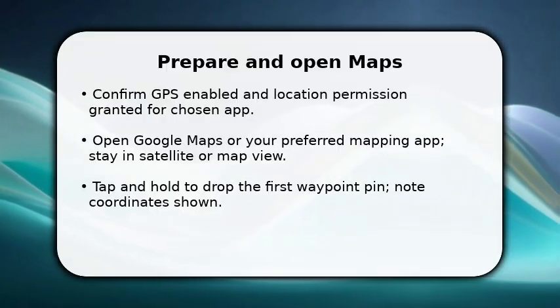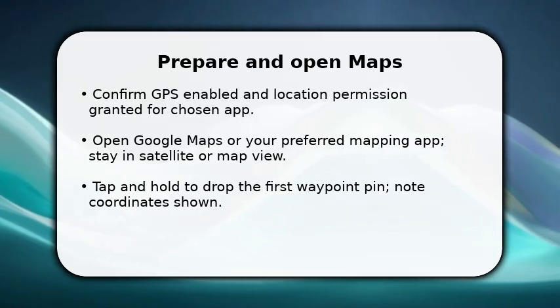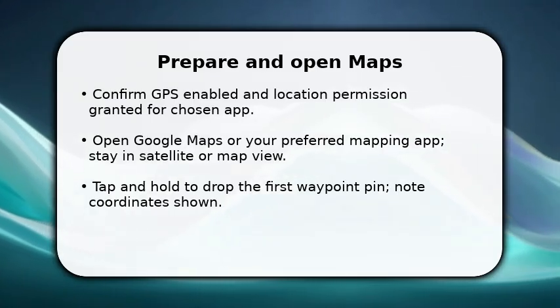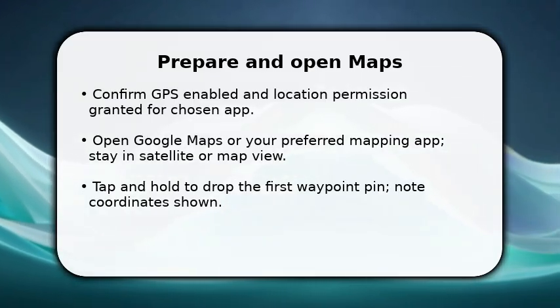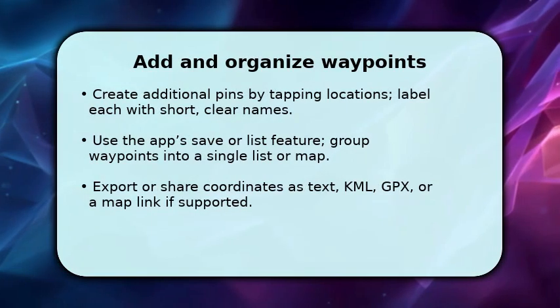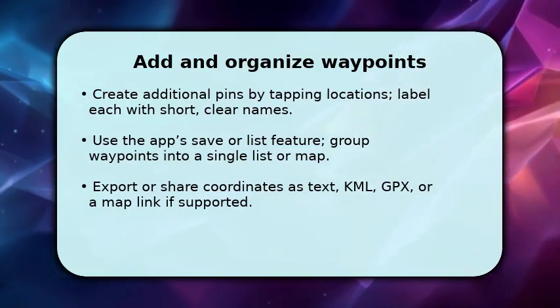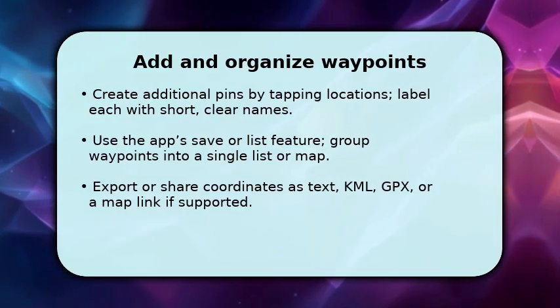Once done, use the pin's info card to save or label the point so you can find it again quickly. Next, add the rest of your waypoints by tapping each desired spot and labeling them with short, clear names. Make sure to save each pin into the same list or custom map so they stay organized. Many apps call this Save, Label, or Create List.